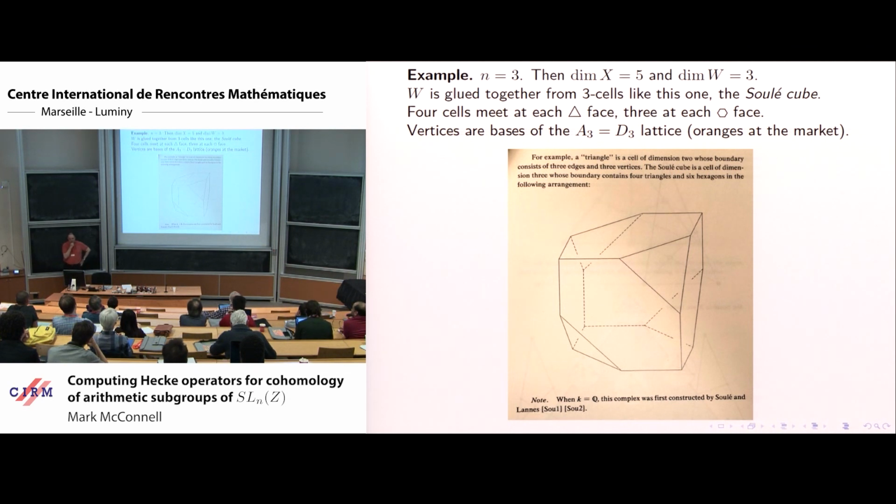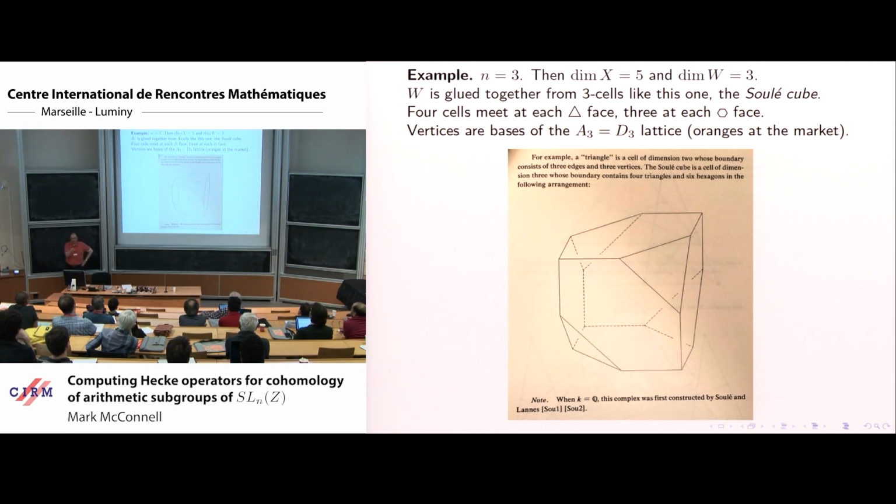For n equals 3, it's Soulé cubes stuck together. So W is a contractible three-dimensional cell complex, and all the top dimensional three cells are combinatorially the same, and they're Soulé cubes, because, well, it says down here, when k equals q, this complex was first constructed by Soulé and Lannes in various things. I first learned of it from Soulé's thesis, the published version. And I could kick myself.